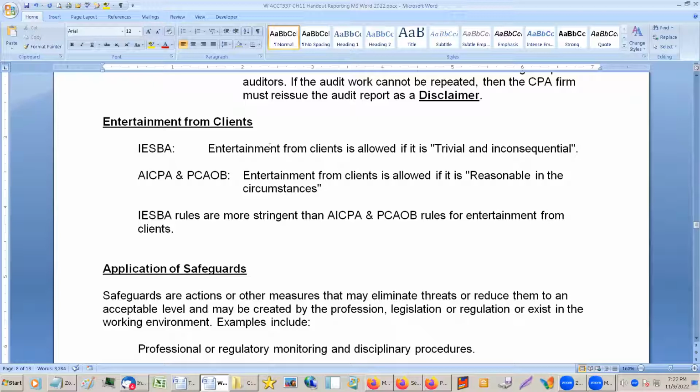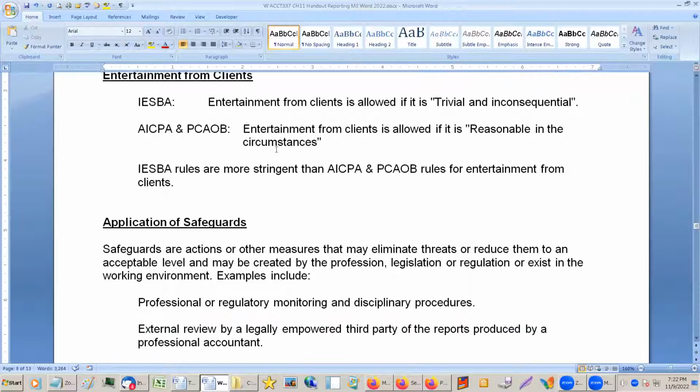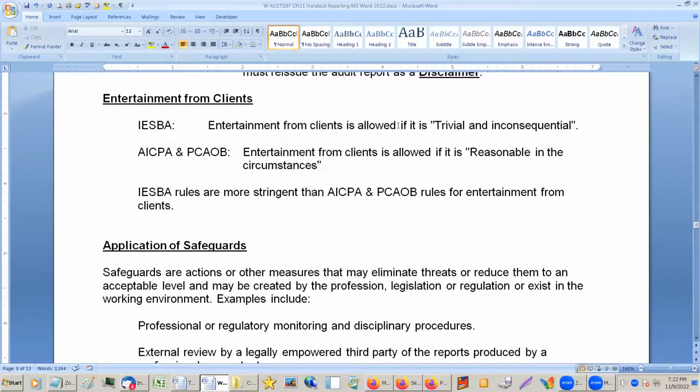Entertainment from clients. Entertainment from clients is allowed if it is trivial and inconsequential. That's the international standard. The US standard is actually much more lenient. It's reasonable in the circumstances.